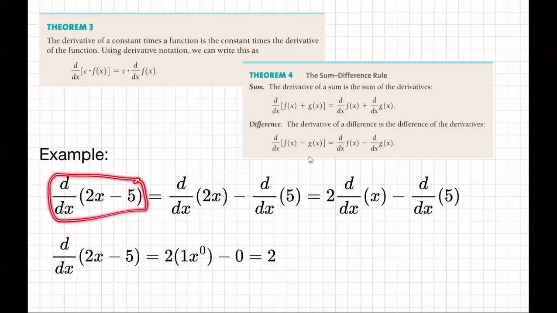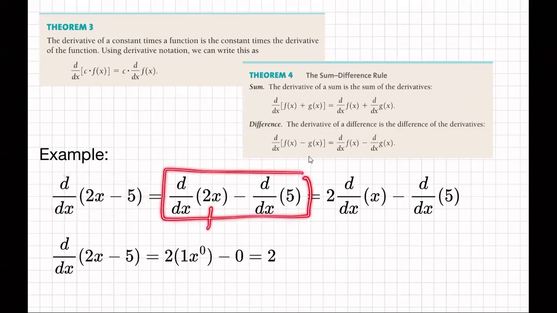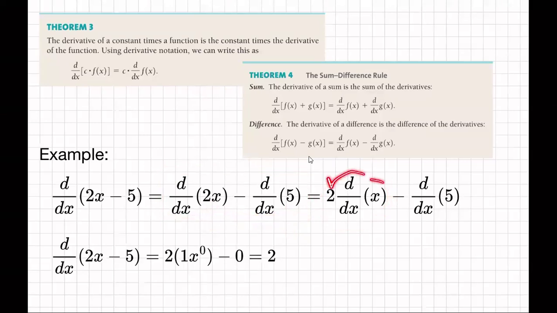I have 2x minus 5. So the first thing we could do is break up the derivative to focus on the 2x and the 5 separately. Then over here with this piece, since we had the 2 being multiplied by the x, I can bring the 2 outside, so my derivative focuses just on the x itself, and we still have the 5 there. Going down to this next step, the derivative of 5, since it's a constant term, is 0.